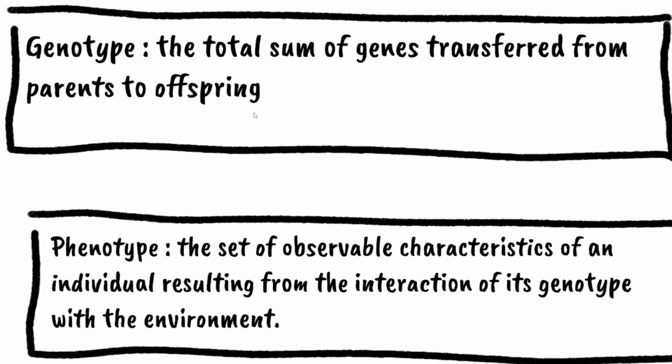And then there's this phenotype. What is a phenotype? Set of observable characteristics. Observable means we can see it, right? So resulting from the interaction of its genotype with the environment. So therefore phenotype is something that is expressed in our body. We can see it: skin color, hair color, anything, height.